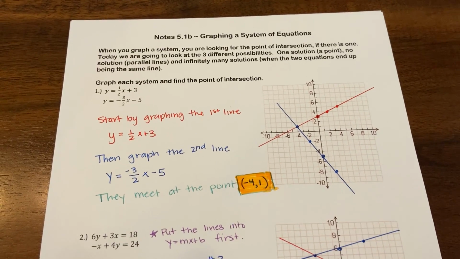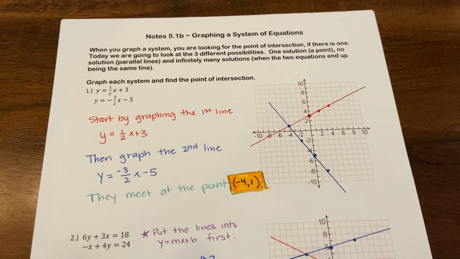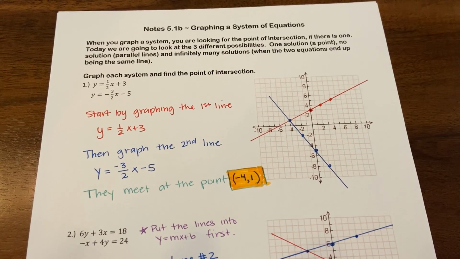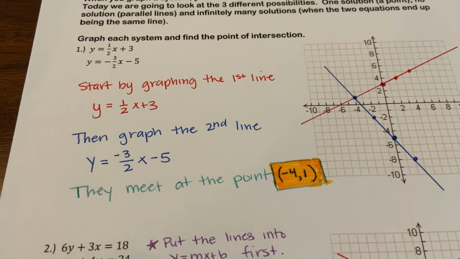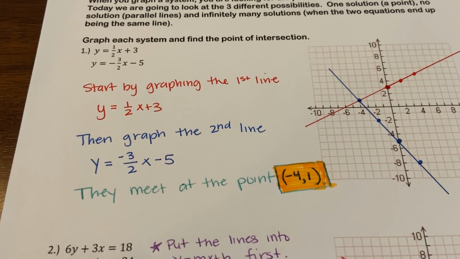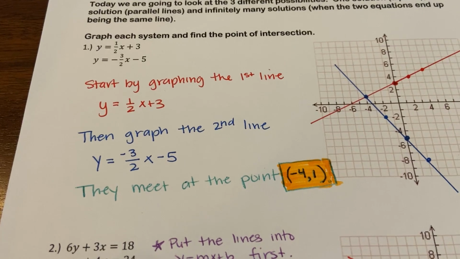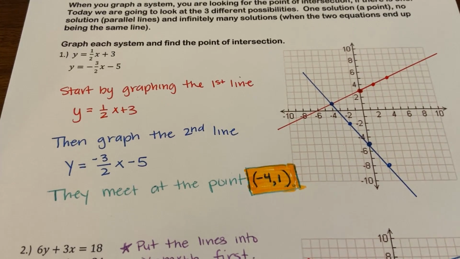Today we're going to review how to graph a system of equations by graphing. So what we want to do is, if I look at problem number 1 here, I'm given the lines y equals 1/2 x plus 3 and y equals -3/2 x minus 5. So I want to start by graphing the first line.